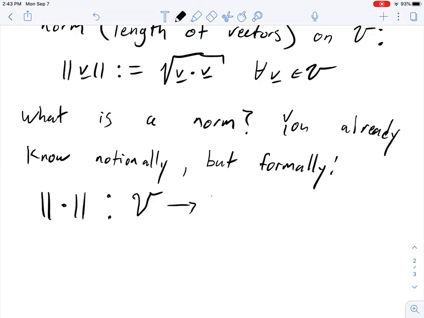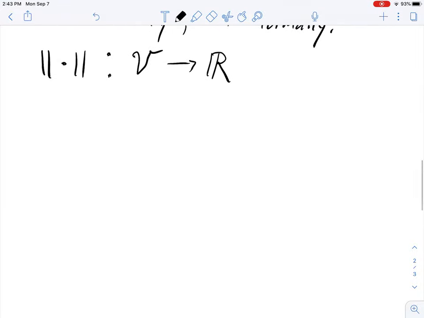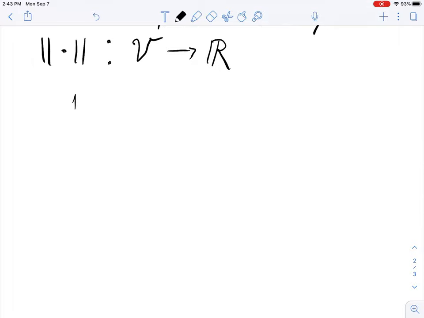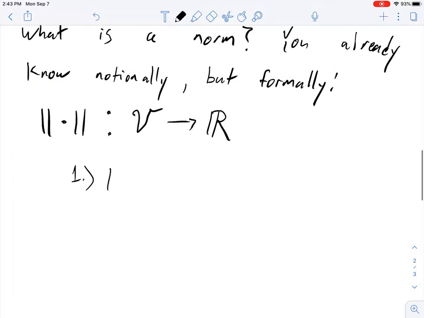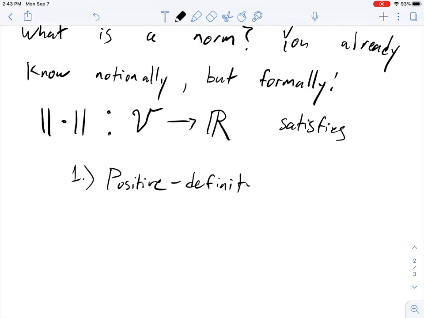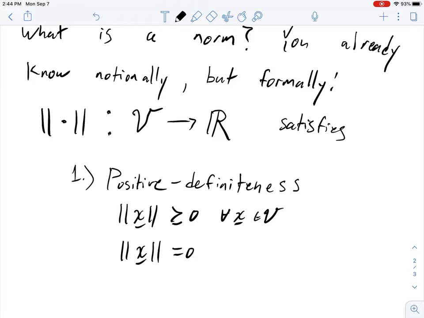So it maps the vector space V to the real numbers, and it satisfies three properties. Some people will break the first one into two, but I don't really see any reason to. So the first one is that it's positive definite. That is, the norm of a vector x is greater than or equal to 0 for all x in the vector space, and the norm of x equal to 0 implies that vector x is equal to vector 0.